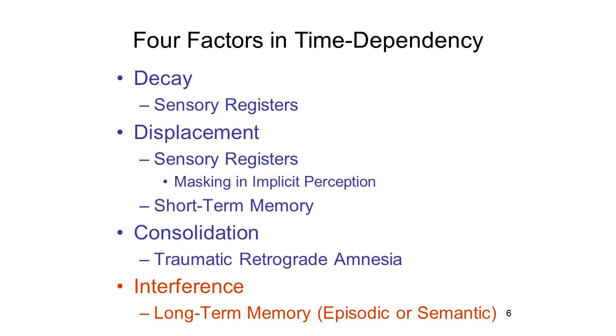And as it turns out, each of these hypotheses turns out to be correct, but each of the processes seems to apply to a different aspect of memory. For example, we've already seen that information is lost from the sensory registers, such as the icon and the echo, by means of passive decay.